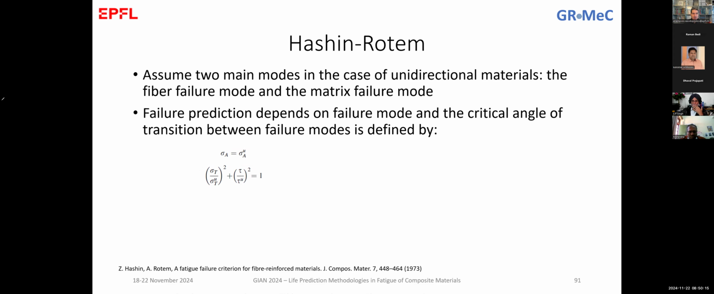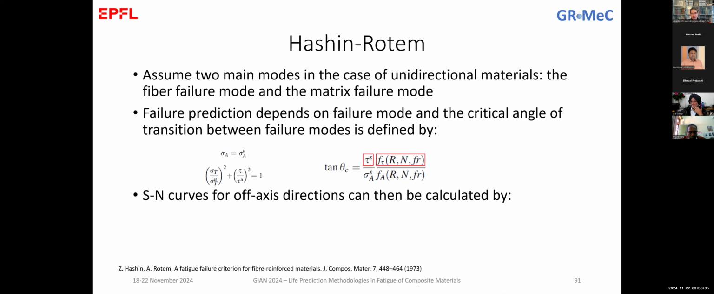And there is also in their criterion a definition of the angle that defines, if you like, the switch from one failure mode to the other. So the criterion is defined by these two equations. The angle that defines when the mode switches from failure of fibers to the failure of matrix is defined by this angle theta.